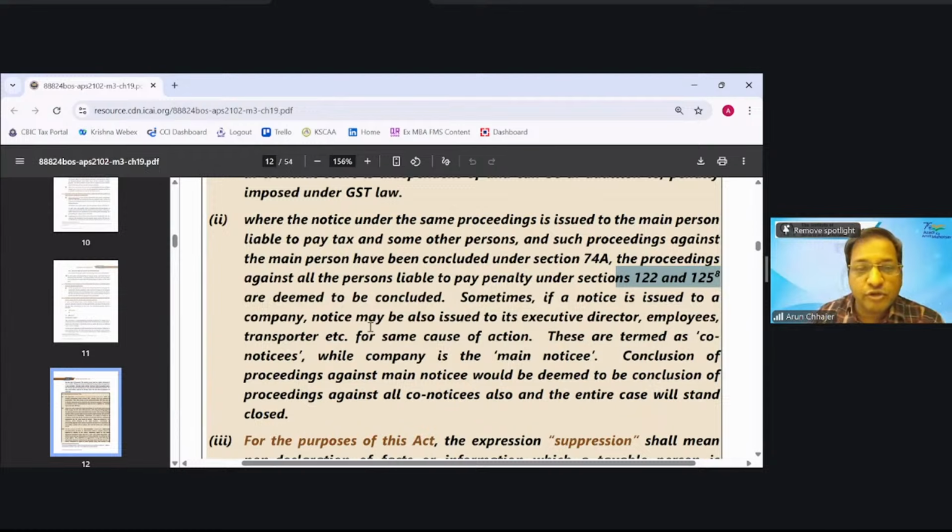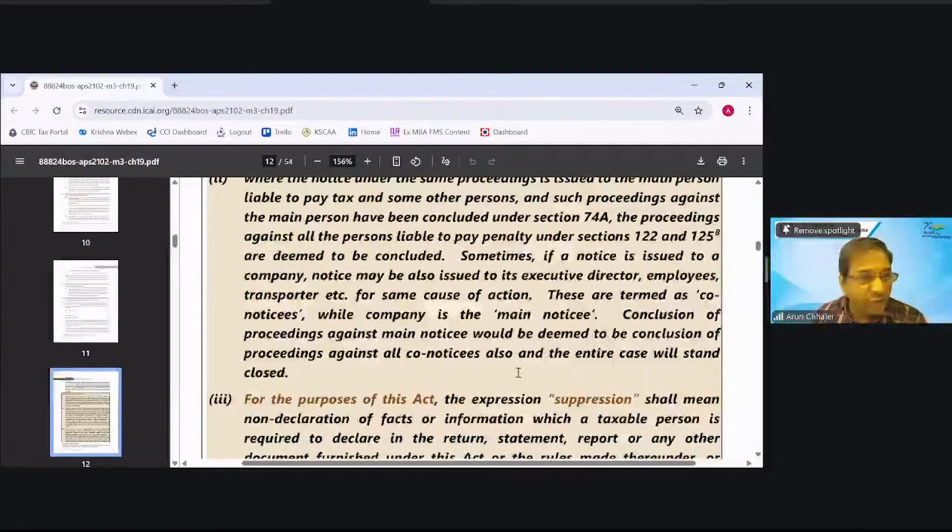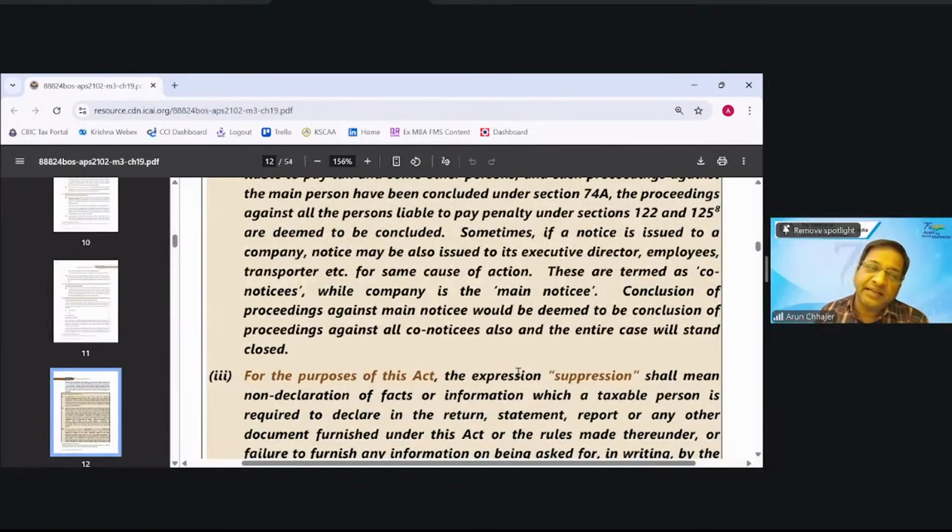Sometime if a notice is issued to the company, another example, तो कंपनी के अगेंस्ट में इश्यू किया, सेम डायरेक्टर के अगेंस्ट में इश्यू कर दिया, एग्जीक्यूटिव डायरेक्टर के अगेंस्ट में इश्यू कर दिया, ठीक है. देन कंपनी इज द मेन नोटिस, बाकी को नोटिस हो गया. अगर कंपनी ने टैक्स इंटरेस्ट पेनल्टी पे कर दिया, देन इट मींस द को नोटिस वुड आल्सो बी डीम्ड टू बी कंक्लूडेड, मतलब उनके अगेंस्ट में एक्शन खत्म हो जाएगा.